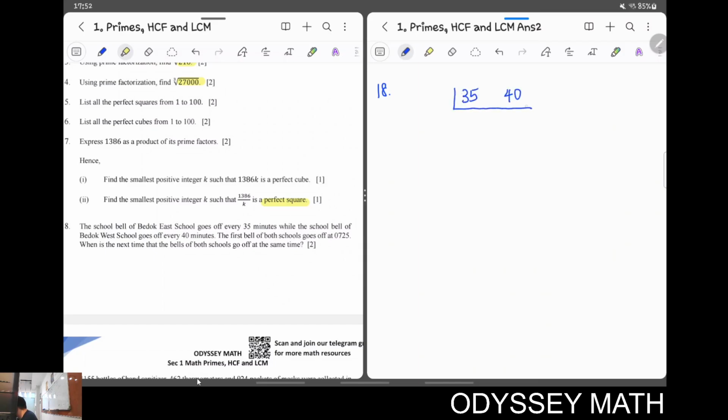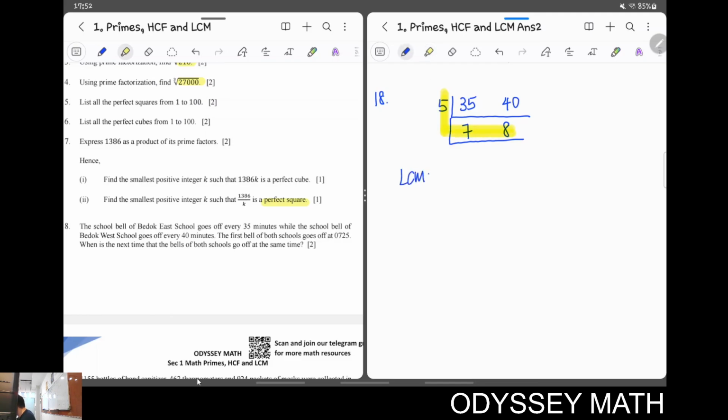And then we're going to do the ladder method. If you want, we can do the ladder method, okay? So then we're going to put 5 here. So that would be 35 divided by 5, 7, 40 divided by 5, 8. Okay, so now we ask ourselves, hey, can we still divide it further, the 7 and 8? Not really. So the LCM will just be multiplying all the numbers in this L over here.